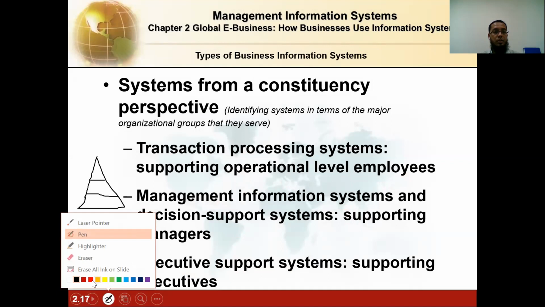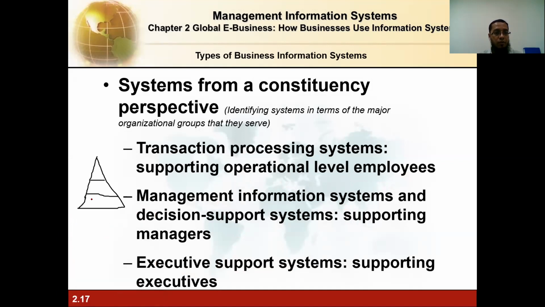Here you have the operational level, operational management, which is called OM. Usually you study OM as a book as well. Then this is the middle management, MM, and this is the top management. The executive support systems go to the top. The MIS goes to the middle management, and the TPS, transaction processing systems, goes to the operational management level.